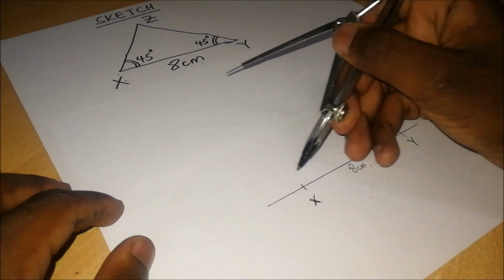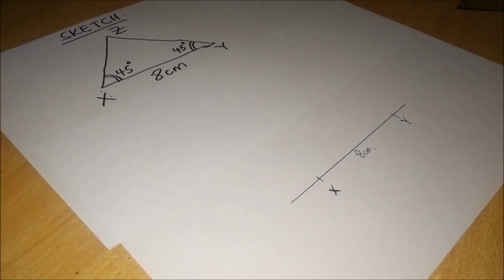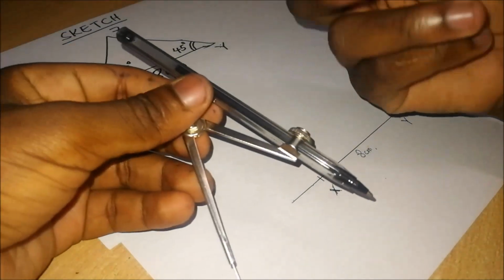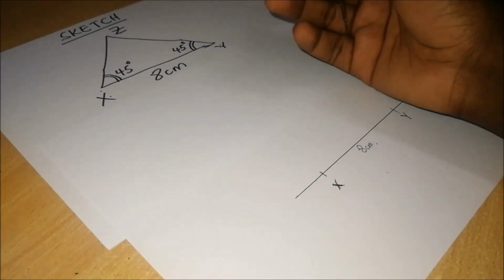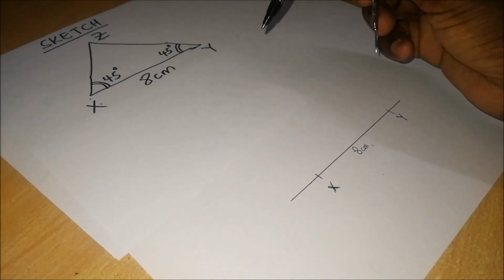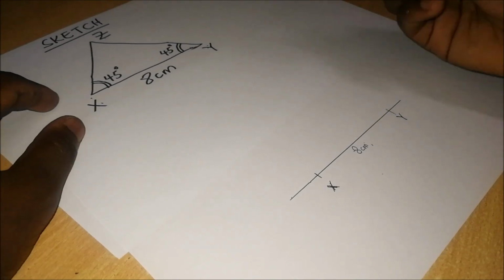I'm going to construct X, Y. Now remember, the question tells us using a pencil and a pair of compasses only, so you can't use a protractor to construct this 45 degrees. You have to only use a pencil and a pair of compasses. Of course, in the video I'm using a pen because I want my work to be more visible to you that is watching, but please, when they say pencil, a pencil is not a pen. So in your exam you're supposed to use a pencil.